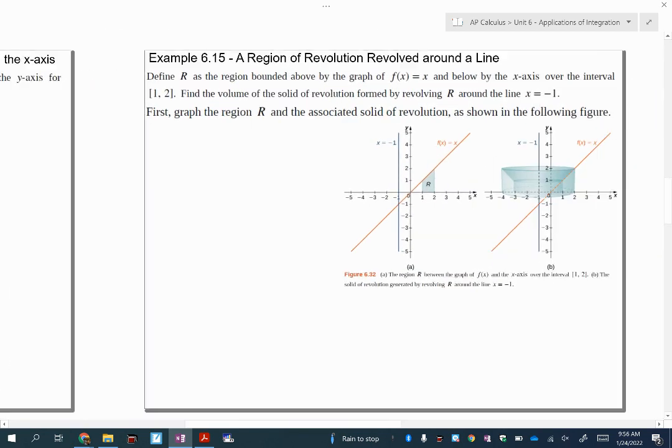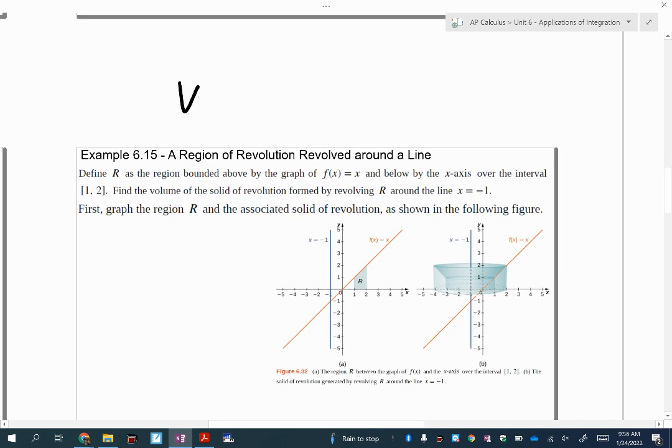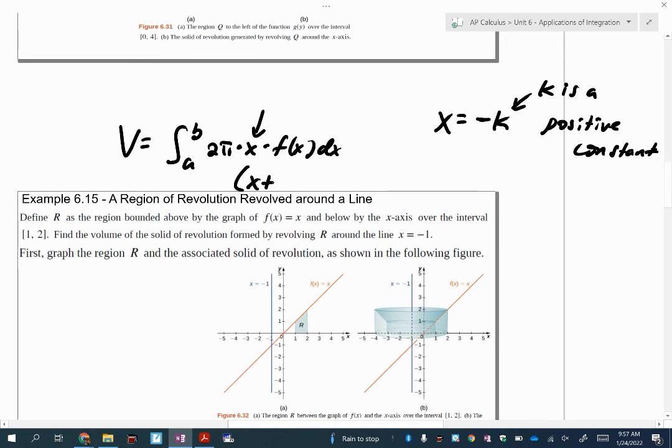Okay, let's keep going. Now, this next one is talking about revolving it around a line instead of a y-axis. It's got a line. So you'll notice in the formula we used earlier, it was a to b 2 pi times x times f of x dx. So really all this is going to change is what's happening with this x. And the way that the book talks about it is if your line is the opposite of k, where k is a positive constant, then that's going to change what happens with that x, and it's going to be x plus k. So this right here would be replaced by x plus k.